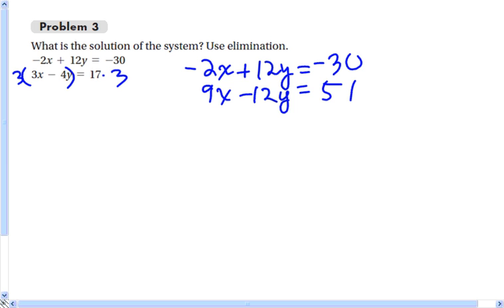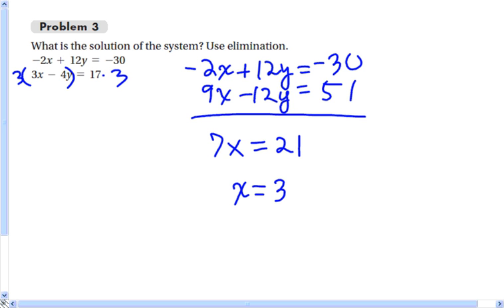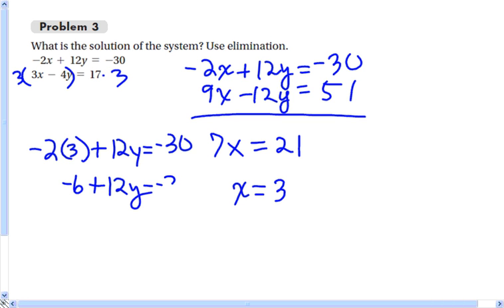Now if I add these together, negative 2 plus 9 is 7x. 12 plus negative 12 is 0y. Negative 30 plus 51 is 21. And divide both sides by 7, I get x equals 3. Use an equation and the value of 3 to find the other variable, which is y. And that's negative 6 plus 12y equals negative 30. And adding 6 to both sides, I get 12y equals negative 24. And y equals negative 2.